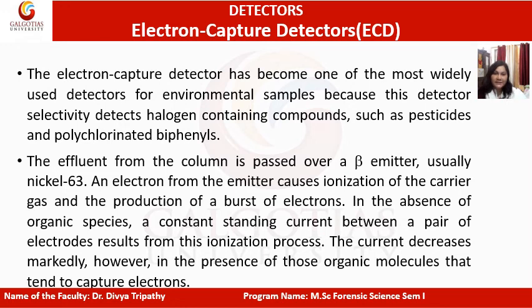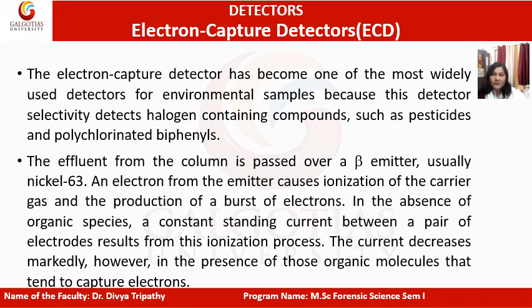Now, the next detector is electron capture detector. As the name indicated, this detector is based on the capturing of electrons from the samples which are electronegative in nature. The electron capture detector has become one of the most widely used detectors for environmental samples because this detector selectively detects halogen-containing compounds such as pesticides and polychlorinated biphenyls. The effluent from the column is passed over the beta emitter, usually nickel 63. An electron from the emitter causes ionization of the gas and the production of the burst of electrons.